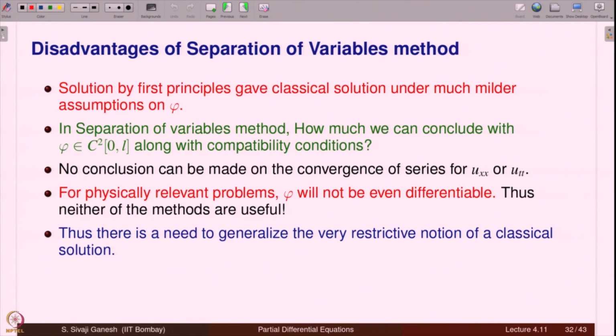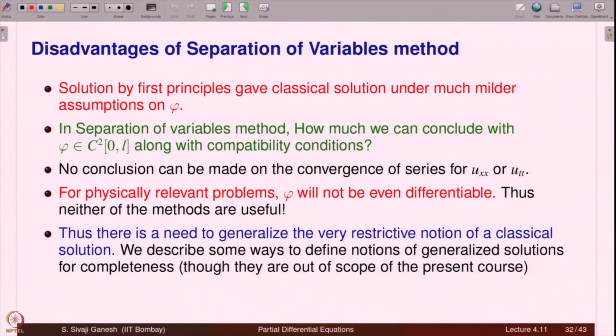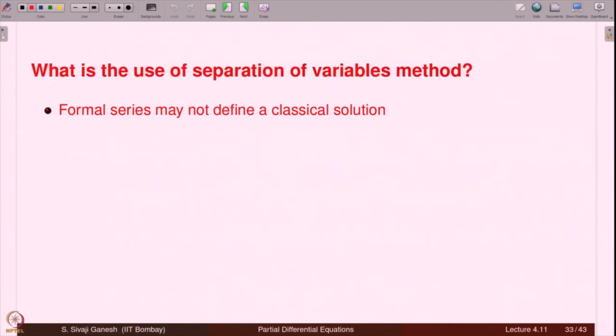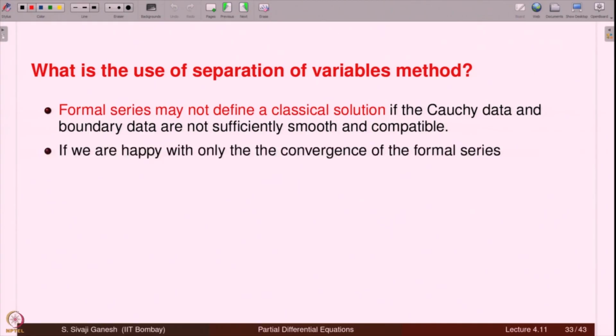Thus there is a need to generalize the very restrictive notion of the classical solution. We describe some ways to define notions of generalized solutions, for completeness' sake; it is out of the scope of the current course. We will do this later on. So a formal series may not define a classical solution if the Cauchy data and boundary data are not sufficiently smooth and compatible with each other.